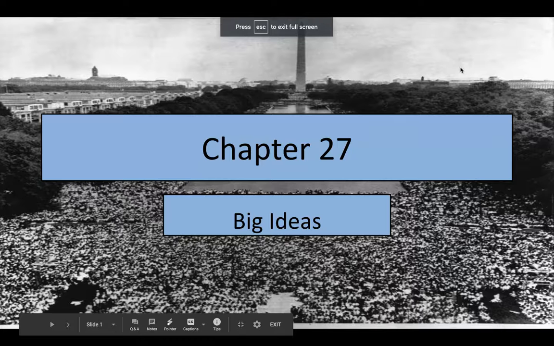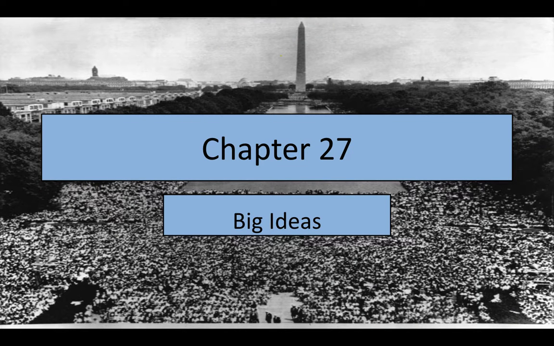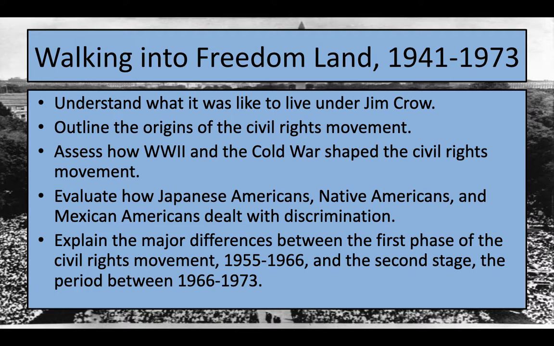So we're going to go over the big ideas of chapter 27. This is the civil rights chapter, one of my favorite chapters in the book. So here are the 5 main points that you need to be able to argue and explain. So definitely get these in your notes, pay attention to how to answer them.